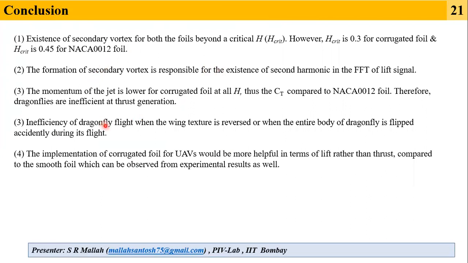So to summarize, there is a critical heaving amplitude beyond which there is an existence of secondary vortex for both the foils. However, because of the corrugations, the critical value of H is lower for the corrugated foil compared to the NACA 0012 foil. And the secondary vortex is responsible for the existence of the second harmonic in the FFT of the lift signal. Momentum or thrust of the corrugated foil is lower compared to the NACA foil.